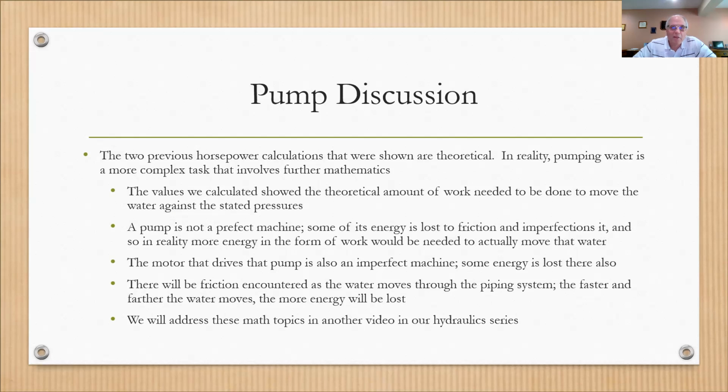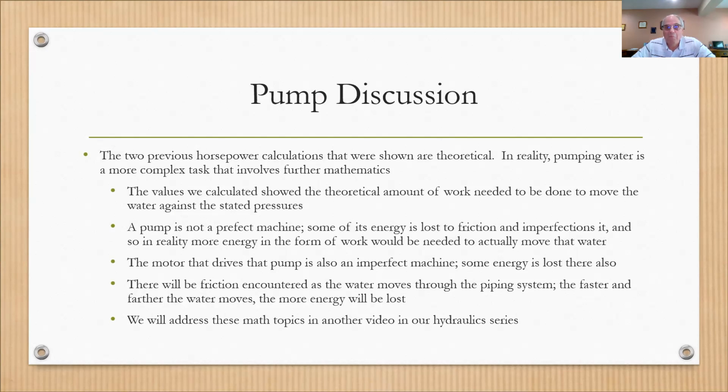But a pump is not a perfect machine. Some of the energy it develops is going to be lost to friction and other imperfections in the pump. In fact, if you work in a water plant, you go put your hand on a pump, you're going to feel warmth. That warmth is lost energy, not moving any water. It's lost in the form of heat. So in reality, more energy has to be put into that pump in order to get the work done.